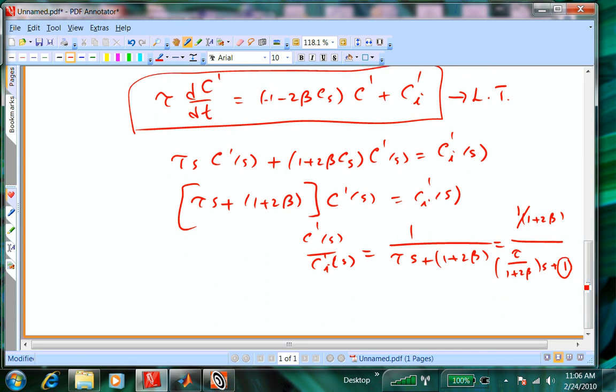That's the standard form. The reason for that is in most Laplace transform tables, you will see it written as A divided by tau s plus 1, so that when you do the inverse transform, you get e to the power minus t over tau.